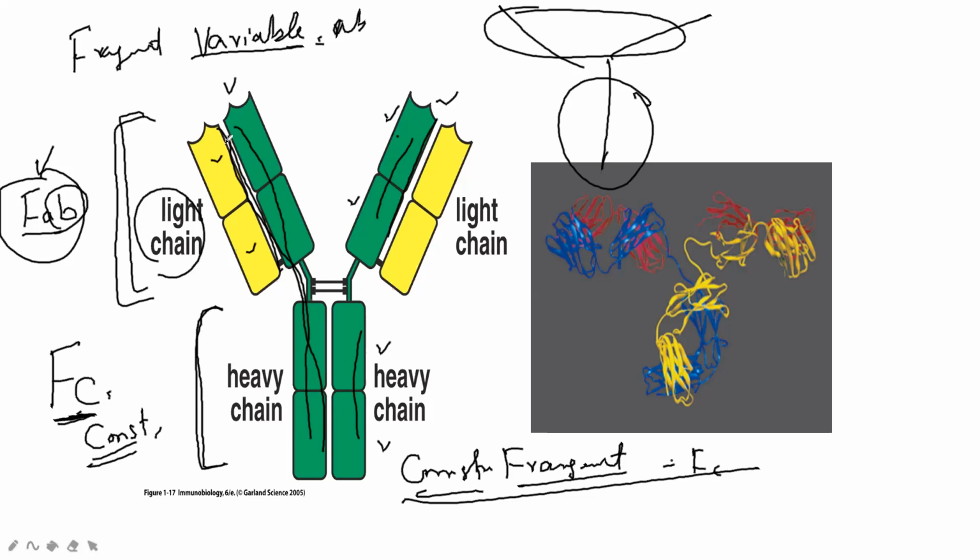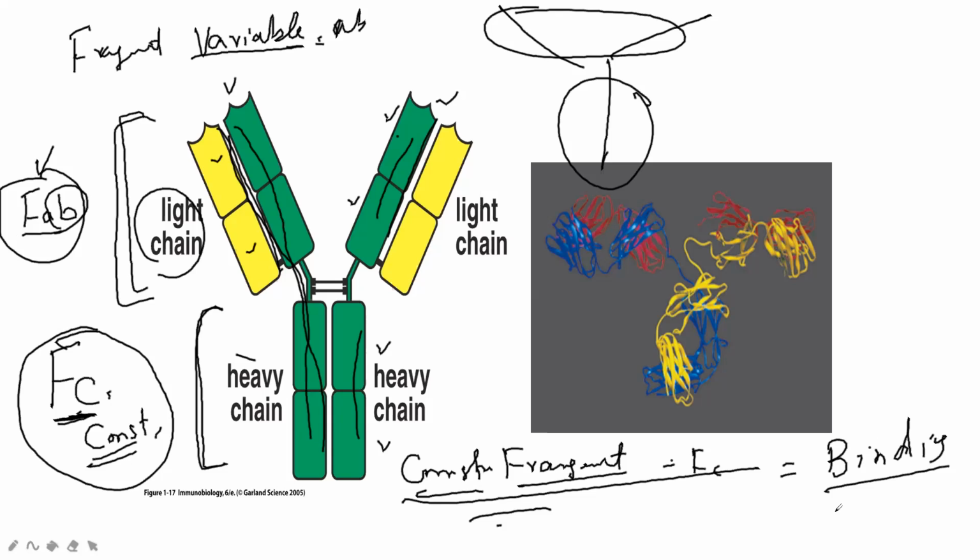Which chain forms the constant segment? Heavy or light? Just heavy. Okay, so the heavy chain forms the constant part. What is the function of the constant part? The constant part is for binding with cells. Keep in mind, the constant part is for binding with cells. This part is for binding with cells, clear or not?